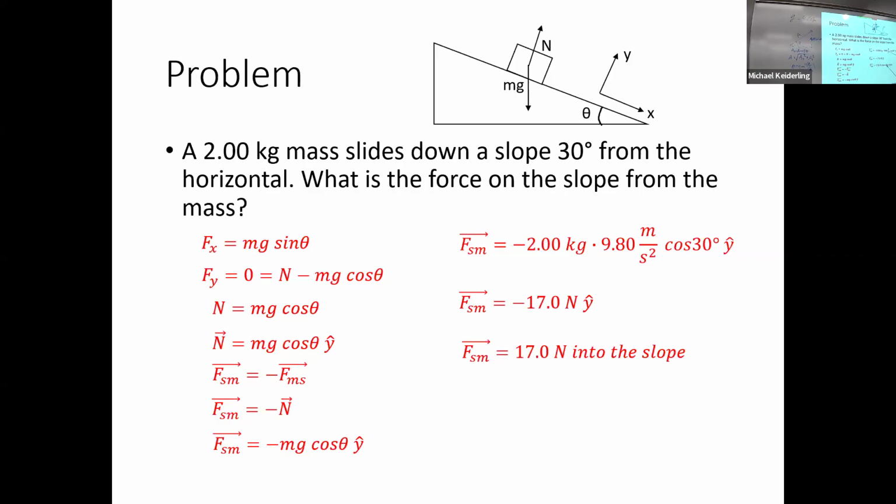The force on the slope from the mass is minus 2 kilograms times 9.8 meters per second squared times the cosine of 30 degrees times y hat. So that comes out to minus 17 newtons. So 17 newtons into the surface, into the slope. And it has no horizontal force because it's frictionless.